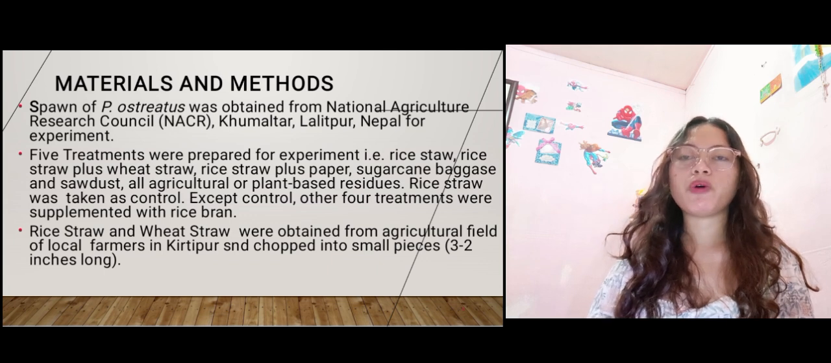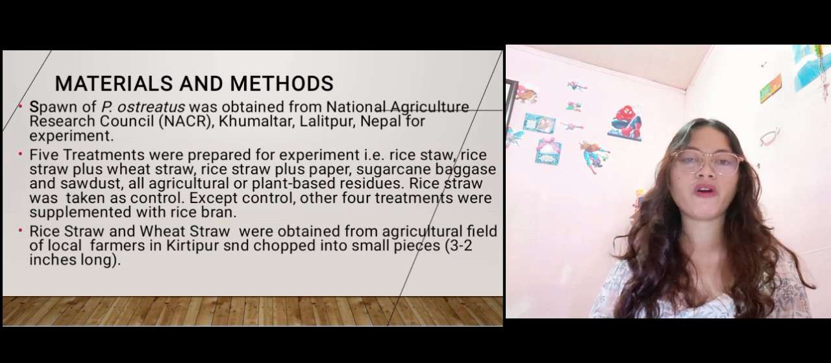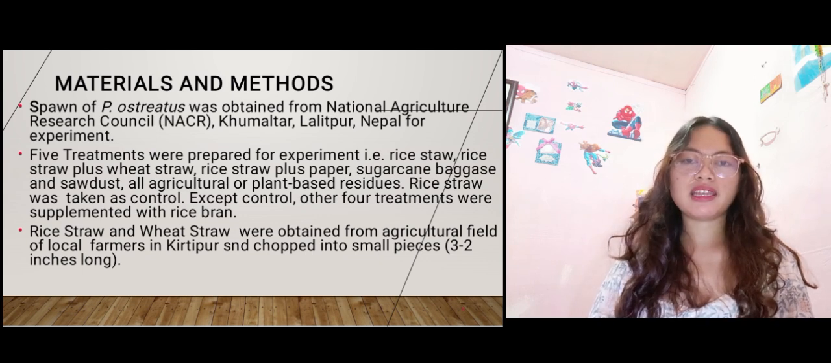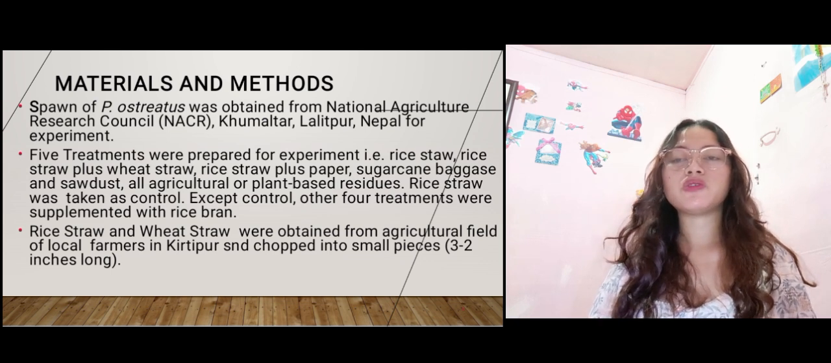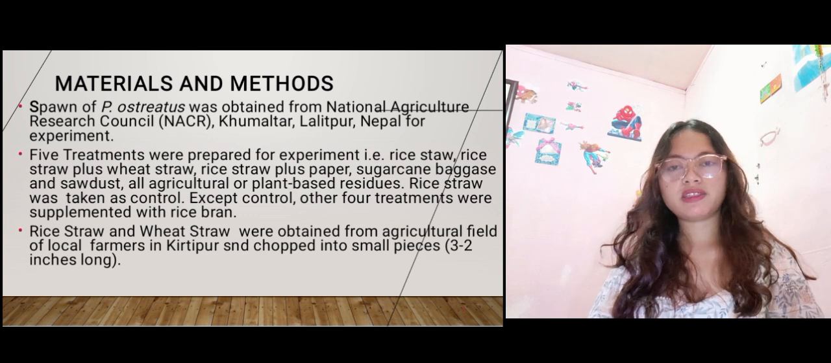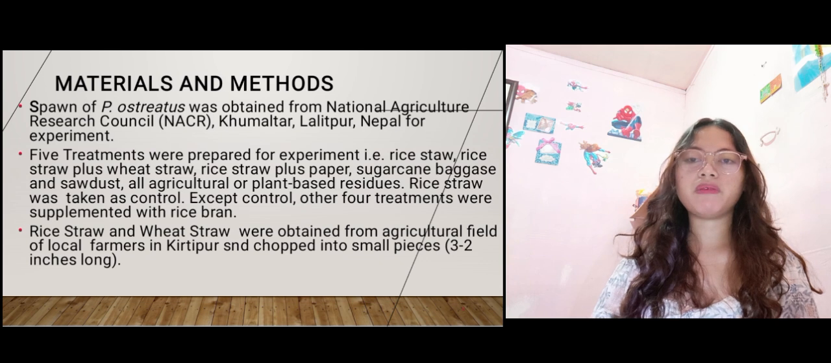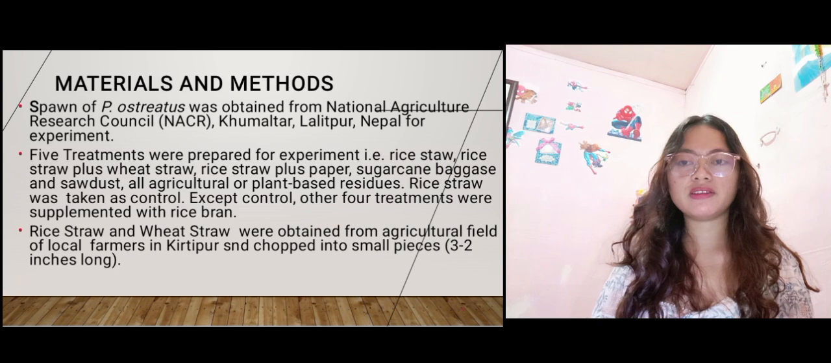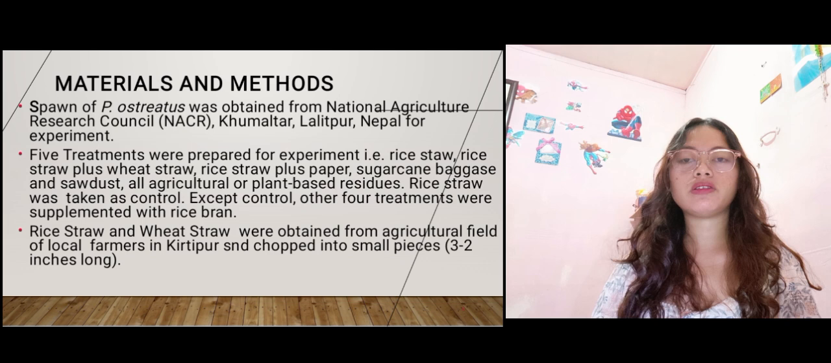Materials and methods. Spawn of Pleurotus striatus was obtained from the National Agricultural Research Council or NARC, Khumaltar, Lalitpur, Nepal for the experiment. 5 treatments were prepared for the experiment, that is, rice straw plus wheat straw, rice straw plus paper, sugarcane bagasse, and sawdust, all agricultural or plant-based residues. Rice straw was taken as control. Except control, the other 4 treatments were supplemented with rice bran. Rice straw and wheat straw were obtained from the agricultural field of local farmers in Kirtipur and chopped into small pieces 2 to 3 inches long.